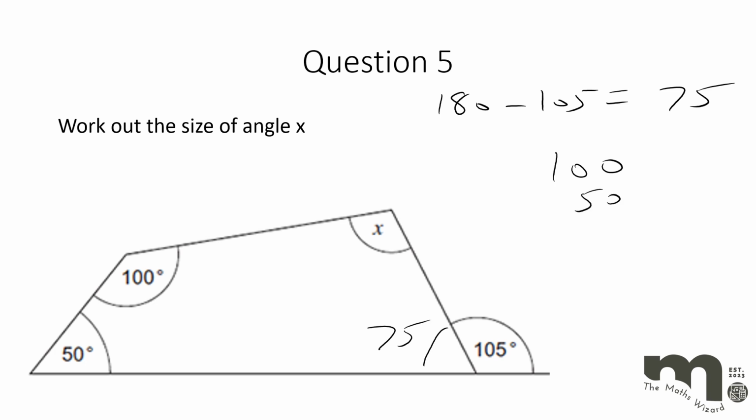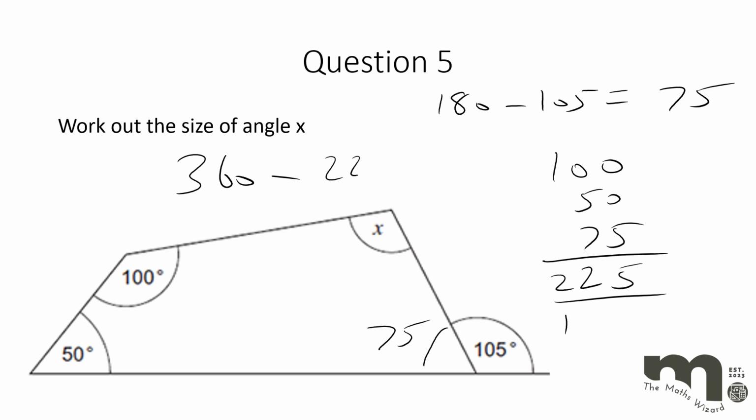We can add up what we already have. So we've got 5 there, 7 add 5 is 12, carry your 1, 1 add 1 is 2. So we've got 225 already accounted for in our shape. Then we've just got to take away 225 from 360, and if we do 360 minus 225, that will give us 135 degrees for our angle X in the top right hand corner there.